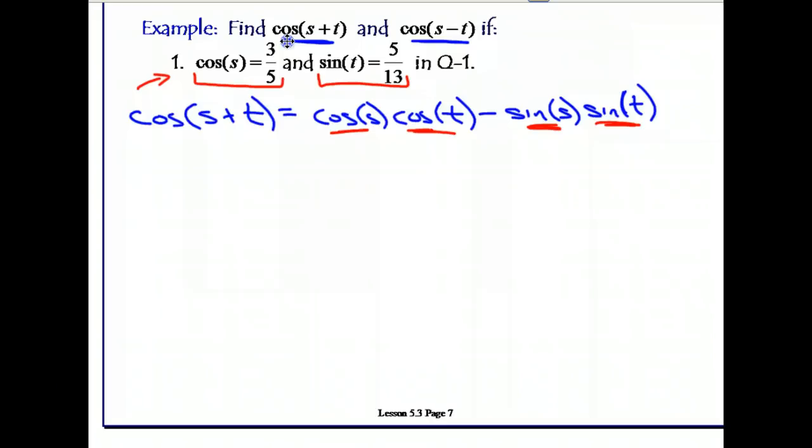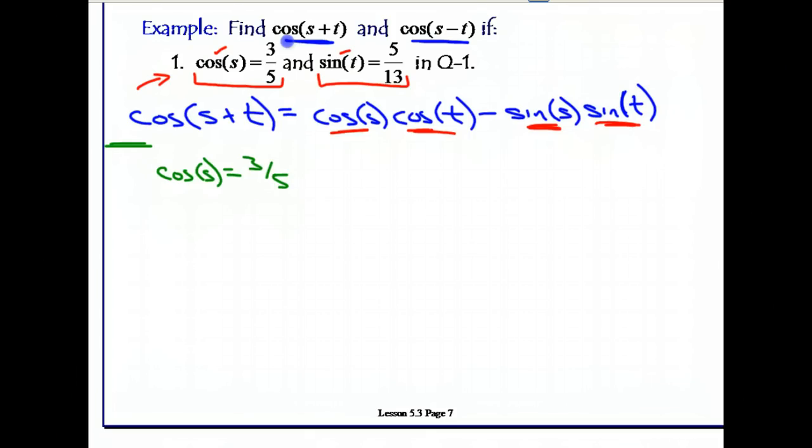We've got the cosine of s, but we don't have the sine of s. We've got the sine of t, but we don't have the cosine of t. So we're missing two things. So before we can do the problem, we need the other two things. So let's start here with the cosine of s. The cosine of s is 3/5.